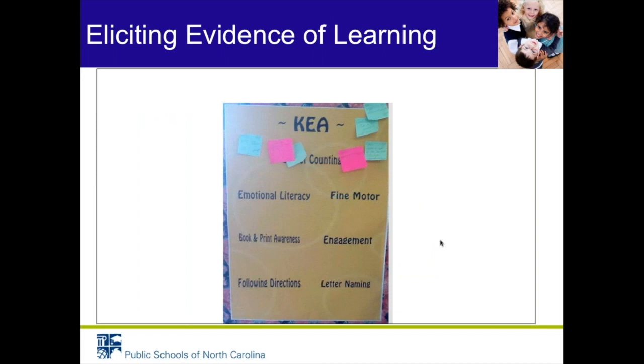I'd like to point out that the next step is entering an observational note into the platform. These notes need to tell what the child did, said, made, or wrote. And for more examples and support, we have resources on our state wiki. Just click on the KEA evidence link.